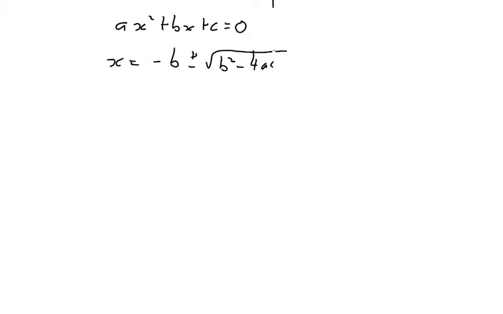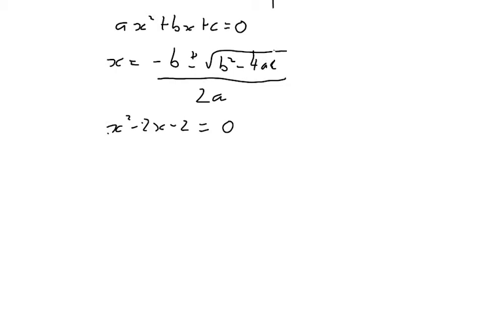over 2a. And this will solve any quadratic equation. So if we have x squared minus 2x take 2 equals 0, we can use the quadratic formula to solve this.